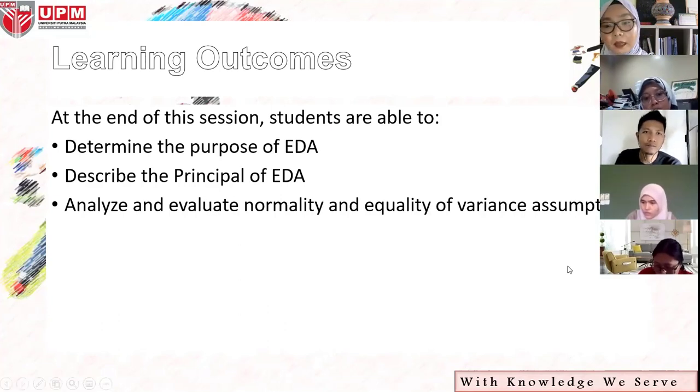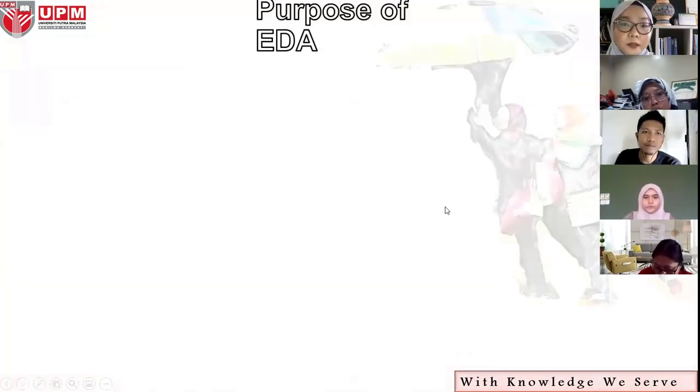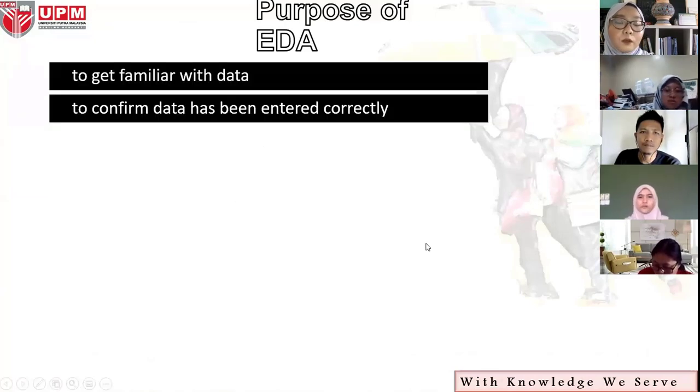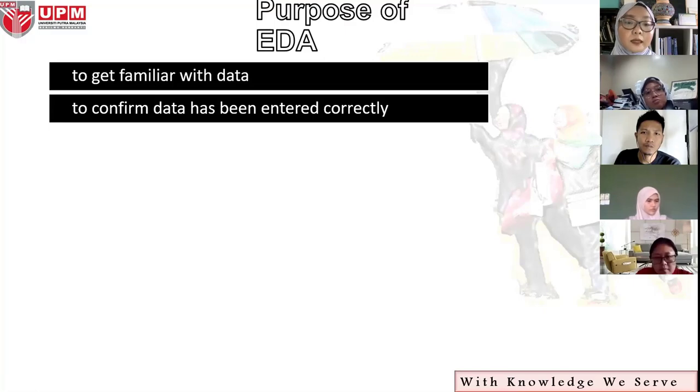Okay, so the purpose of EDA, there are a few purposes. The first one is to get familiar with data. We do the EDA because we want to know well about our data. Is there any outlier? Is there any missing value? We know the arrangement of our data, and that our data falls within the range of the stipulated scale. For example, if we use the scale from 1 to 5, we need to make sure that the keyed-in data falls within this range.